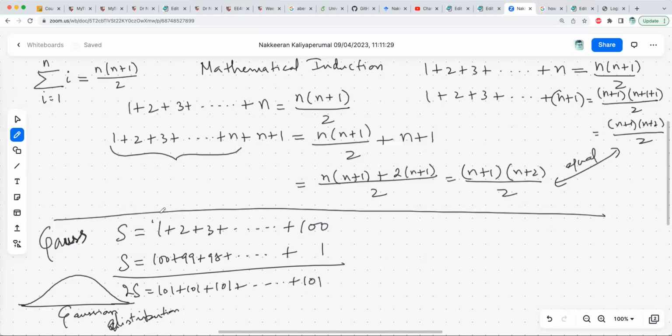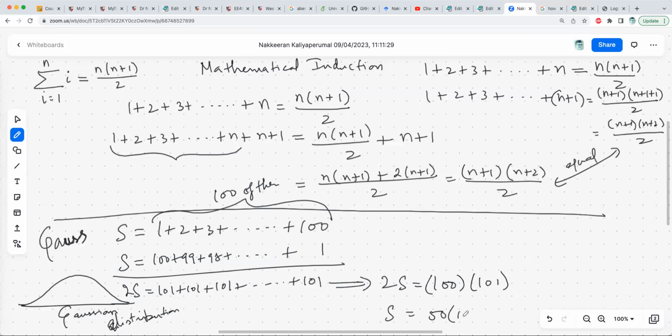Yeah. And how many of them are here? There are hundreds. 100 of them, right? That means he just wrote this as 2S is going to be 100 times 101. So S must be 50 times 101. Then he just did this. At that time, multiplication and additions were all available. So 5050. Yeah, this is the answer he gave. So the answer is actually 5050.